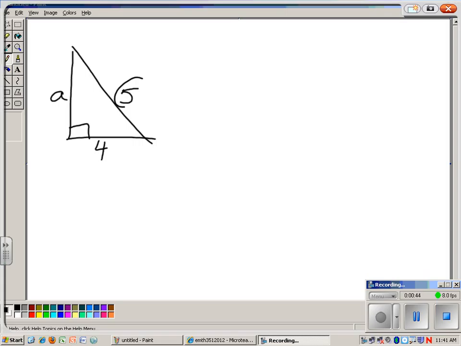5, right? So if we do use our a squared, in this case, we can let 5 be c. So we'd be able to put that one in there. And then what would we use for our other values of our side lengths? 4 would be b. And then obviously we have our missing side length of a.